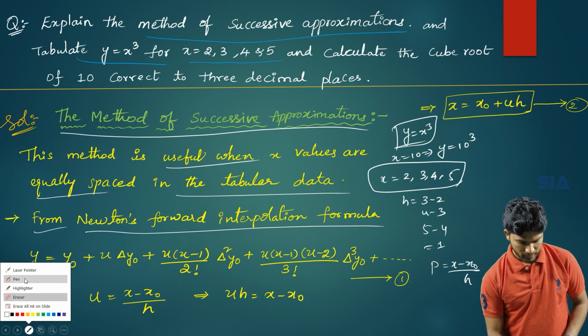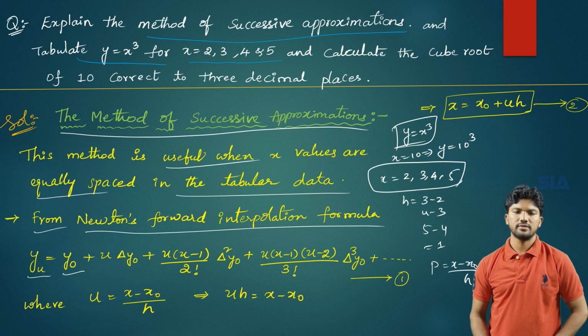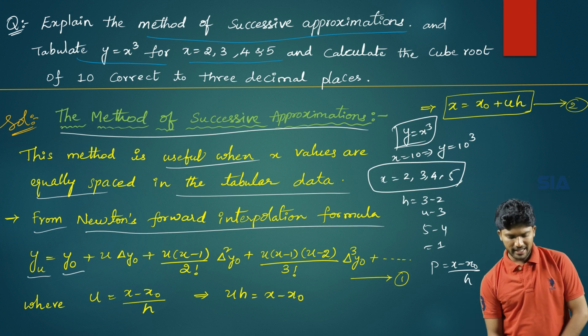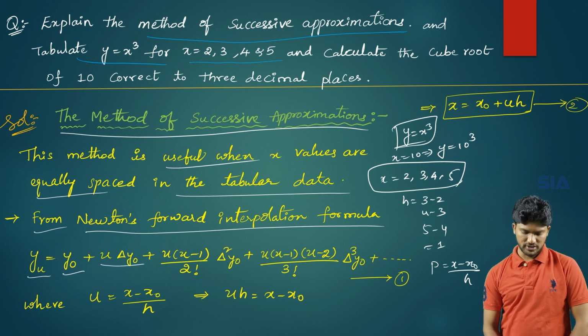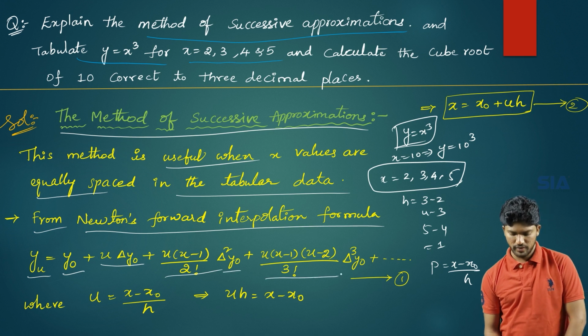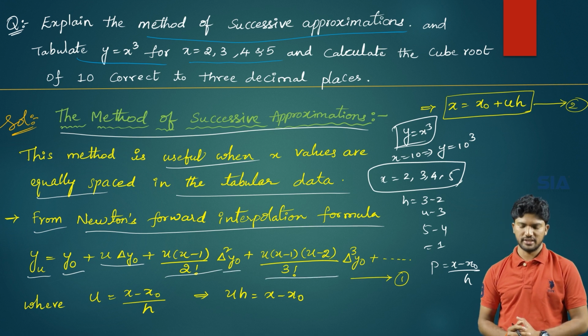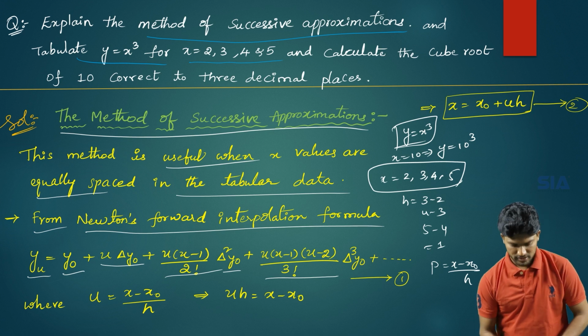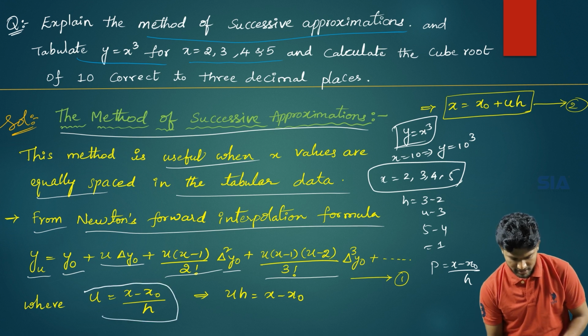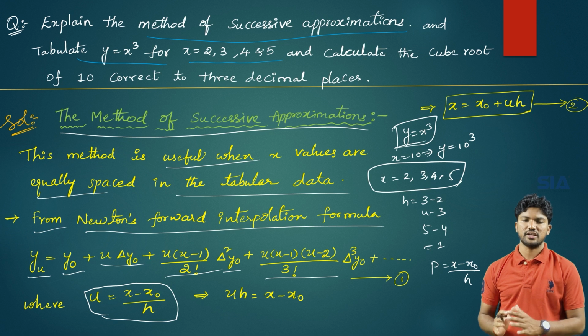So therefore y suffix u is equal to y naught plus u into delta y naught plus u into u minus 1 by 2 factorial delta square y naught plus u into u minus 1 into u minus 2 by 3 factorial delta cube y naught and so on. Okay, where small u is equal to, this is the formula, x minus x naught by h.